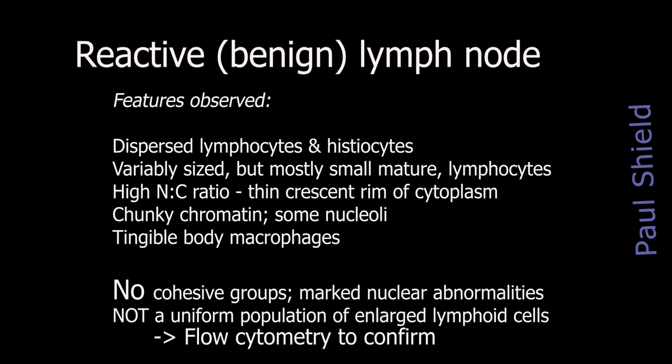Chromatin in lymphoid cells is a bit distinctive. Some people describe it as kind of chunky or blocky. You will see variable prominence of nucleoli. Tingible body macrophages are often seen.